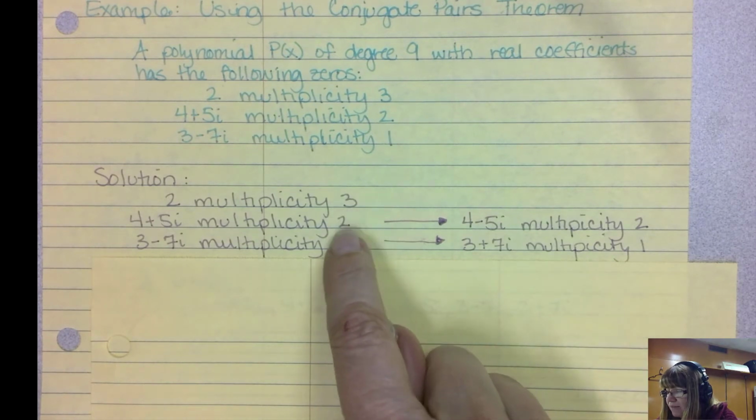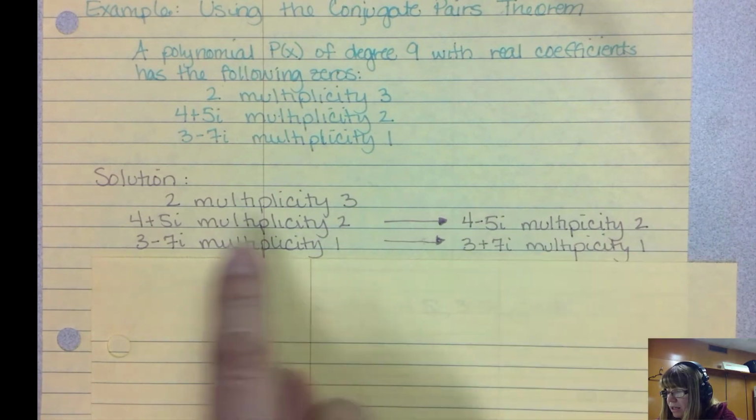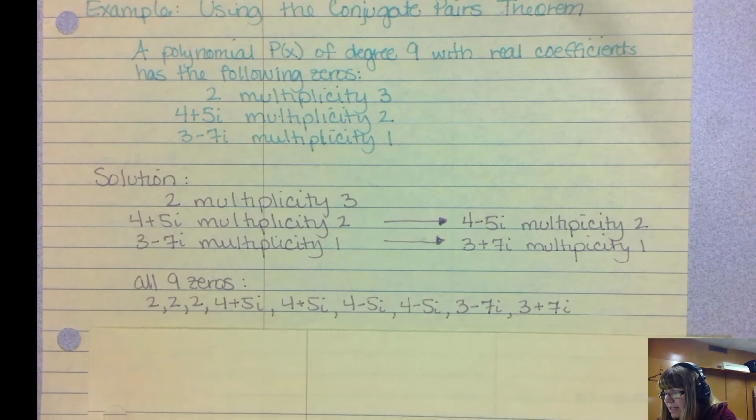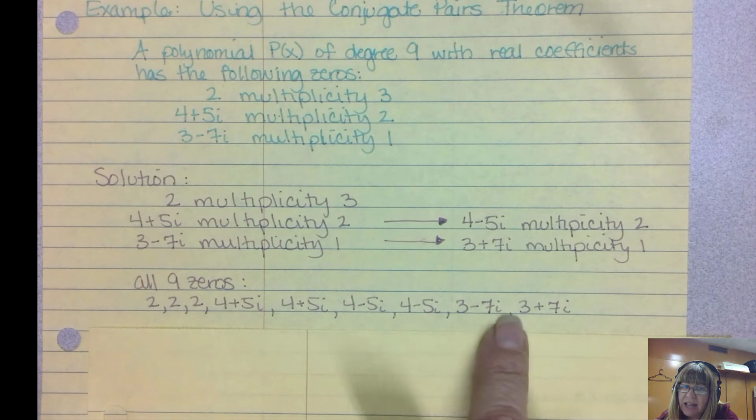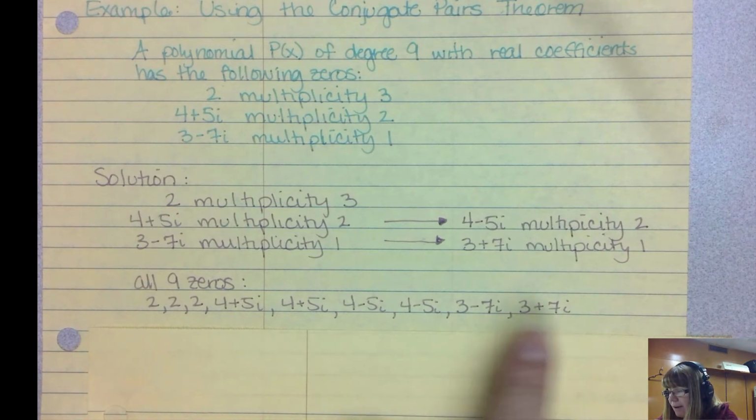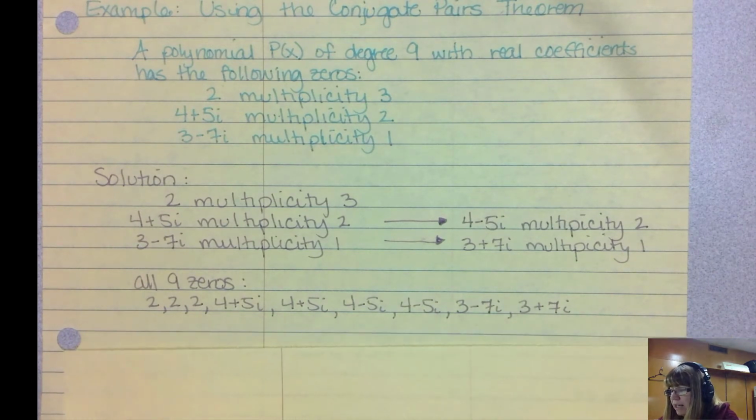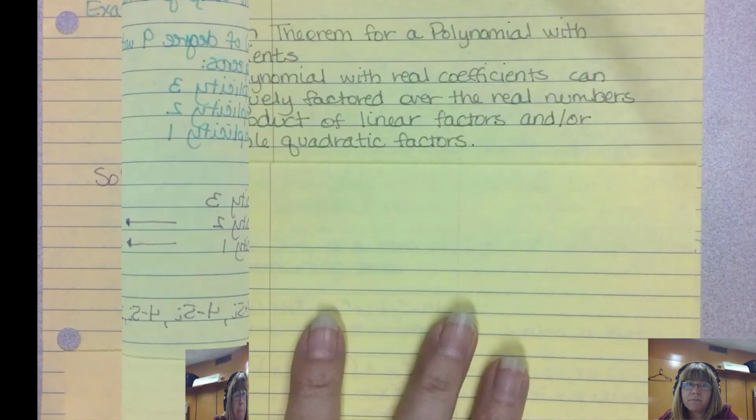3, 4, 5, 6, 7, 8, 9. And here are all the 9 zeros: 2, 2, 2, 4 plus 5i, 4 plus 5i, 4 minus 5i, 4 minus 5i, 3 minus 7i, and 3 plus 7i. Those are all 9 of the zeros.